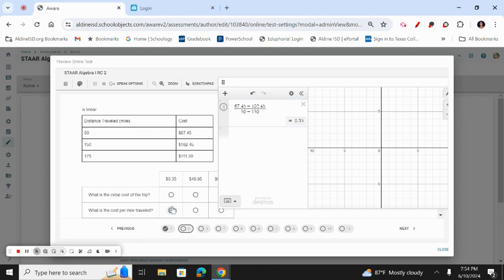That's the slope. Now it wants us to figure out the initial cost. Right? We would do 0.35 times 50. Right? That gives me 17.5. I need to figure out how did I get to 67.45. If I subtract that, that's going to tell me the number that was originally the initial. So the initial is 49.95.